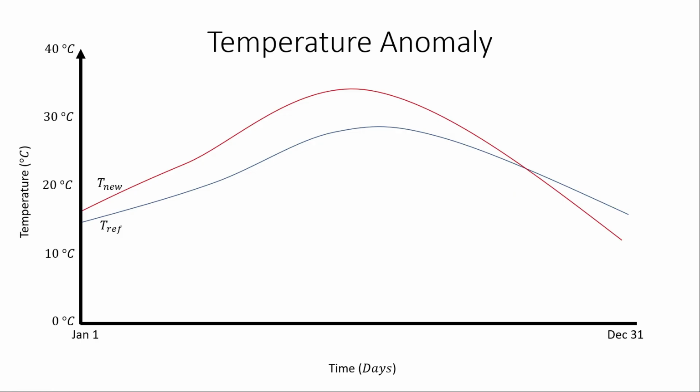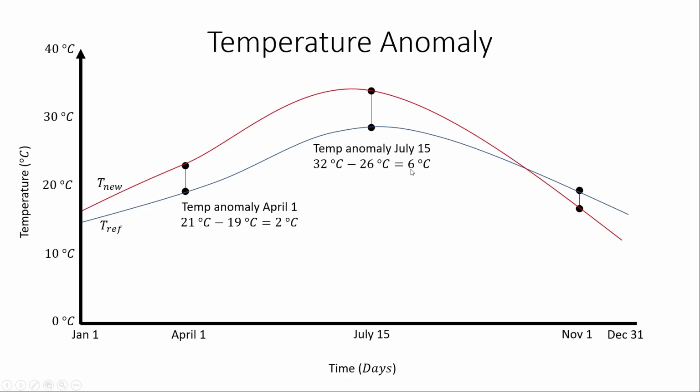And so then if we want to get the temperature anomaly for these three dates right here, so for April 1, July 15, and November 1, what we do is we just subtract the reference temperature from the new temperature. So this would be 2 degrees temperature anomaly for April 1. Then for July 15, it would be 6 degrees. Then for November 1, we see it would be negative 2 degrees Celsius.